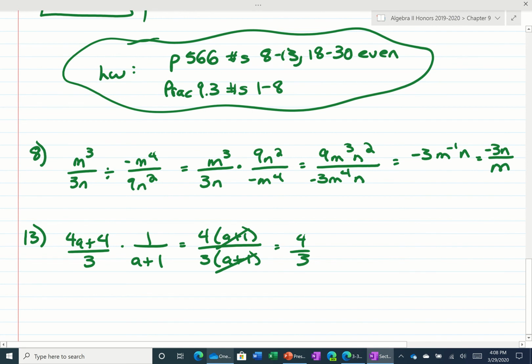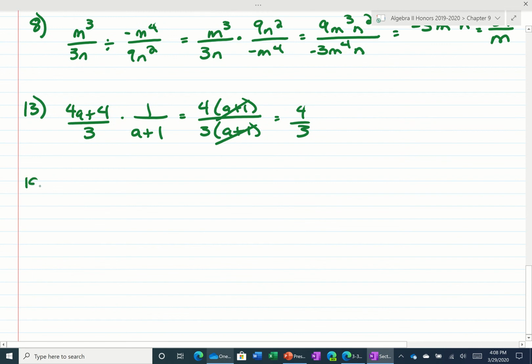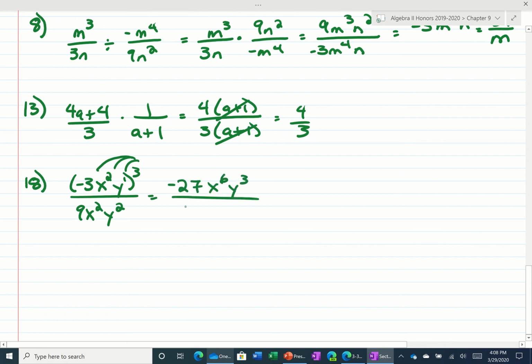Alright, so let's take a look. 18 looks good. Number 18, it says negative 3x to the second y, all to the third power, divided by 9x squared y squared. Power of a product means we're going to distribute that all the way across. Negative 27 over 9 would be negative 3, x to the fourth y. That would be the final answer there. Number 18. Alright, what else here?